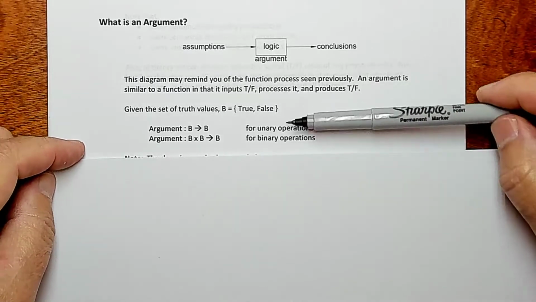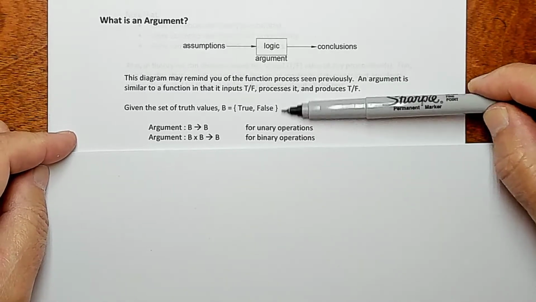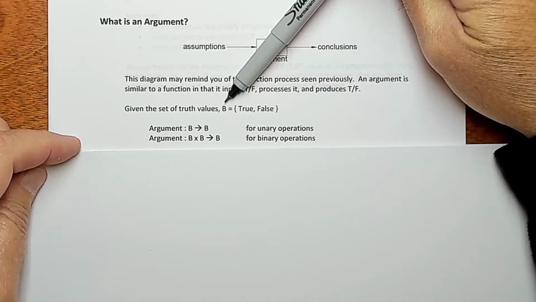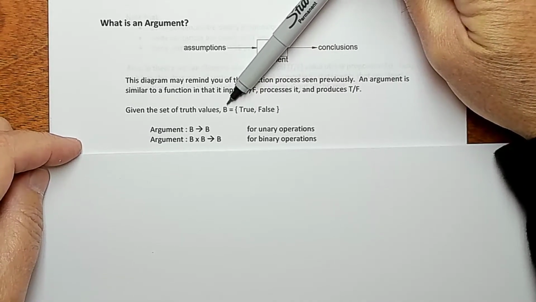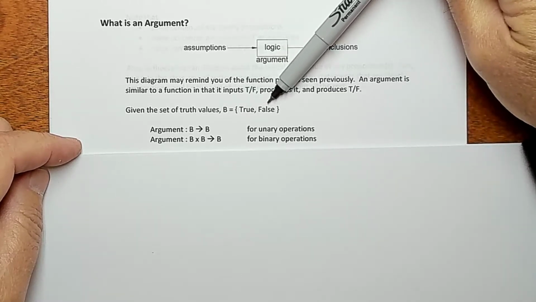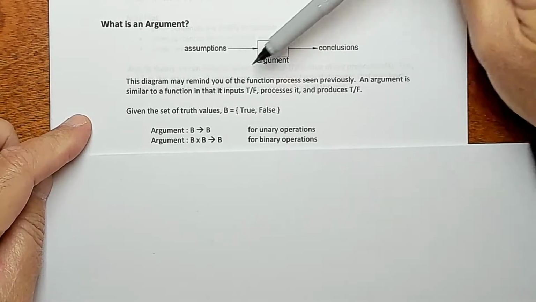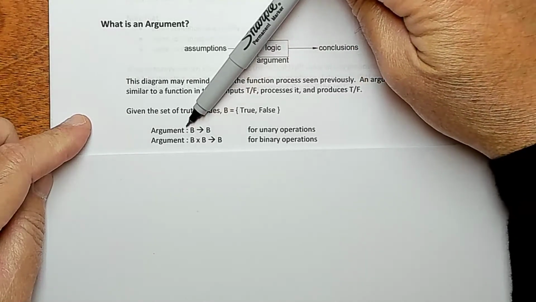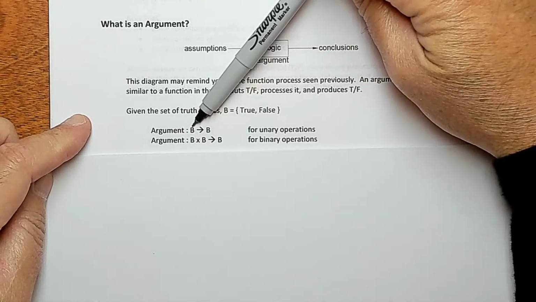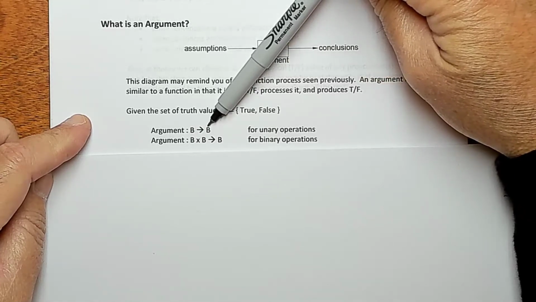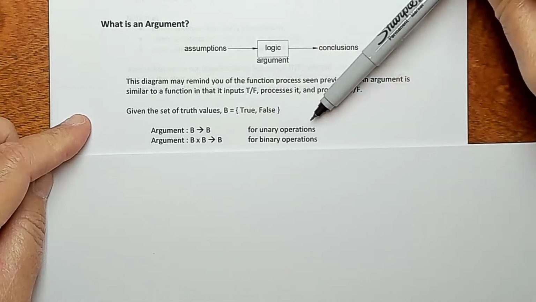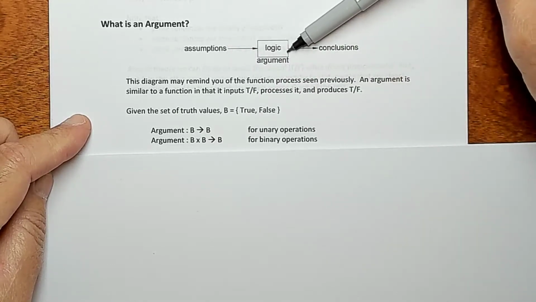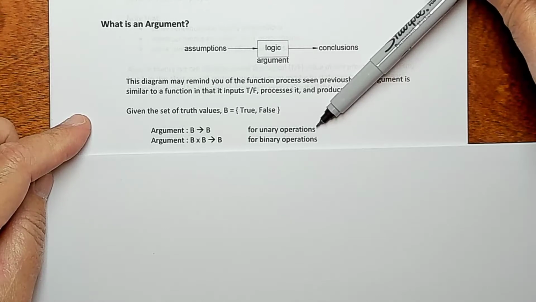So for example, you could have the set of possible truth values, and I'm using B for Boolean. So you have a set B, which consists of the elements true and false. So you can think of an argument as a function, right? Argument is a function. This is using function notation that maps the set of Booleans back into Booleans. And it might look like this if you have one operand in and then one operand out. In other words, if it's a unary operation, it'd look like this.